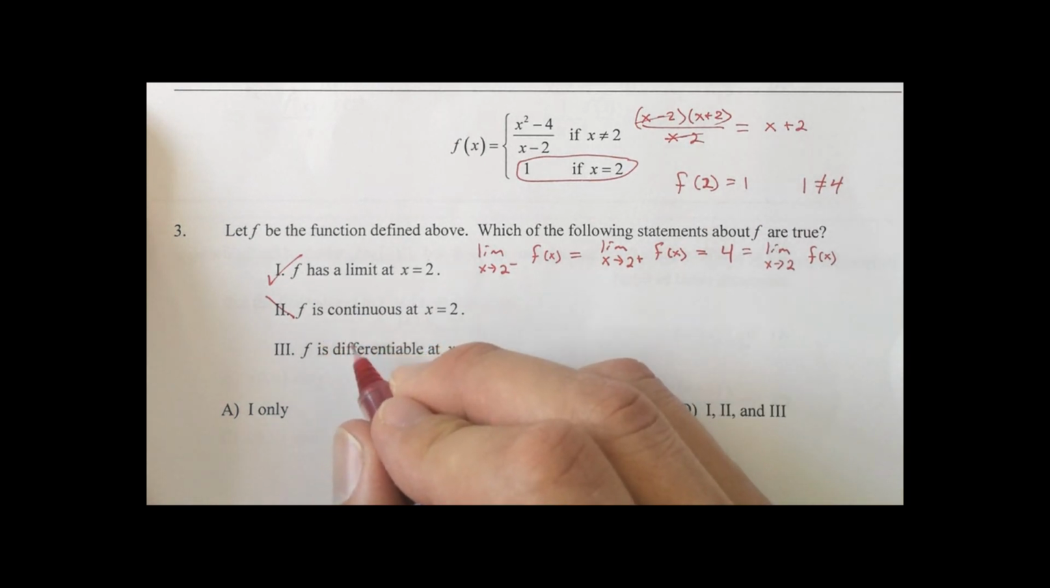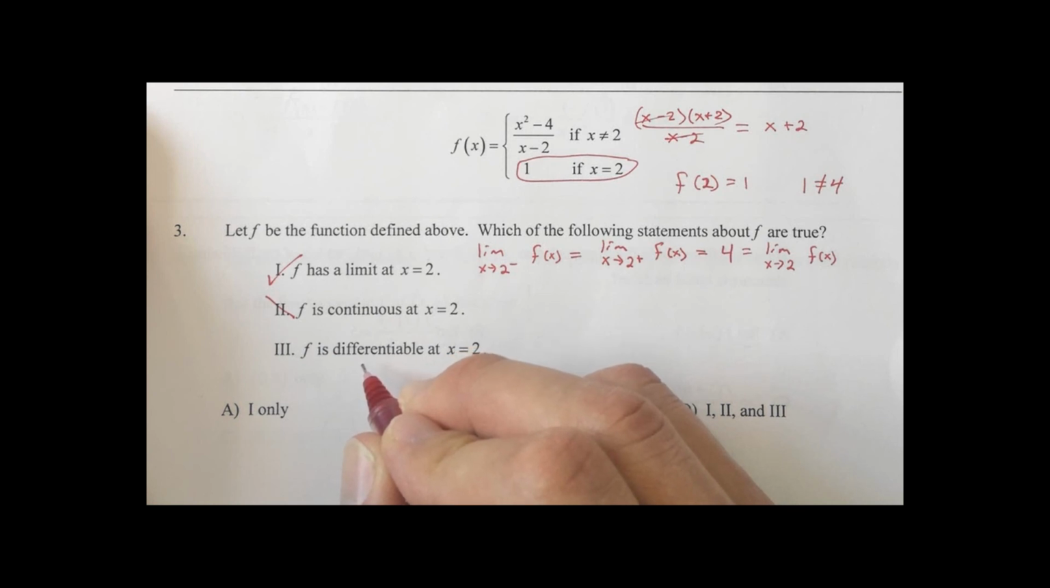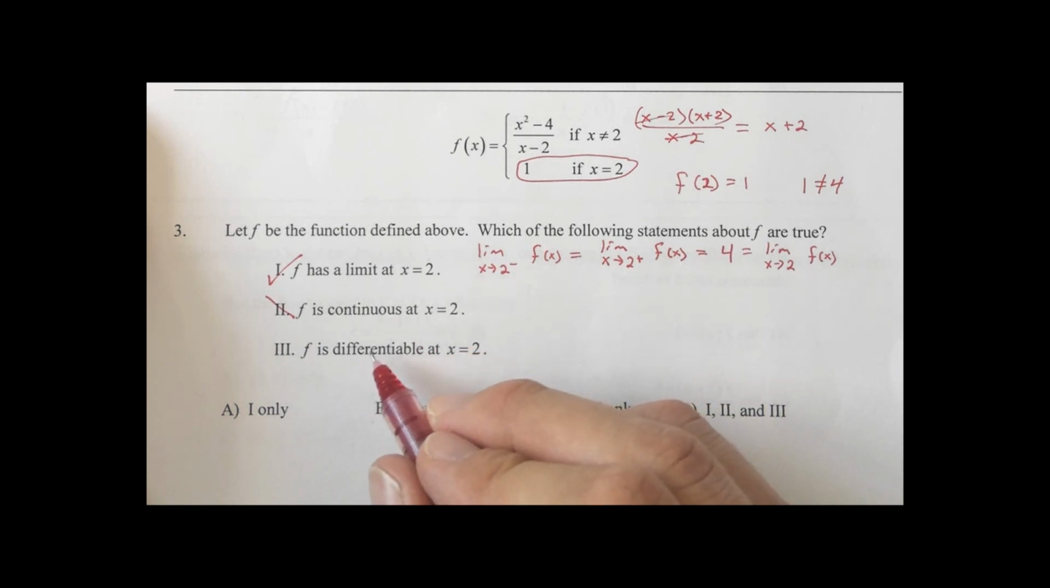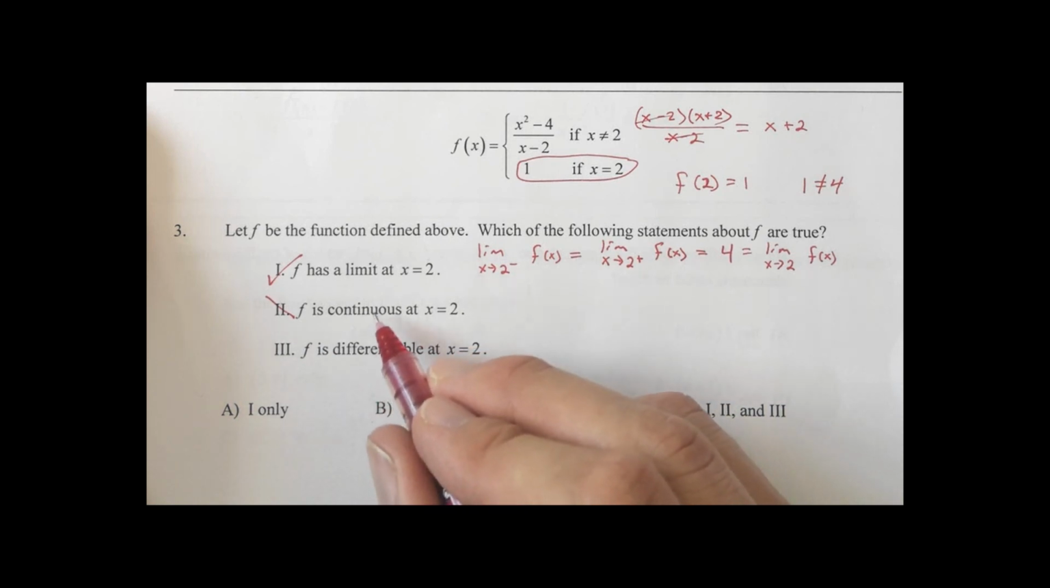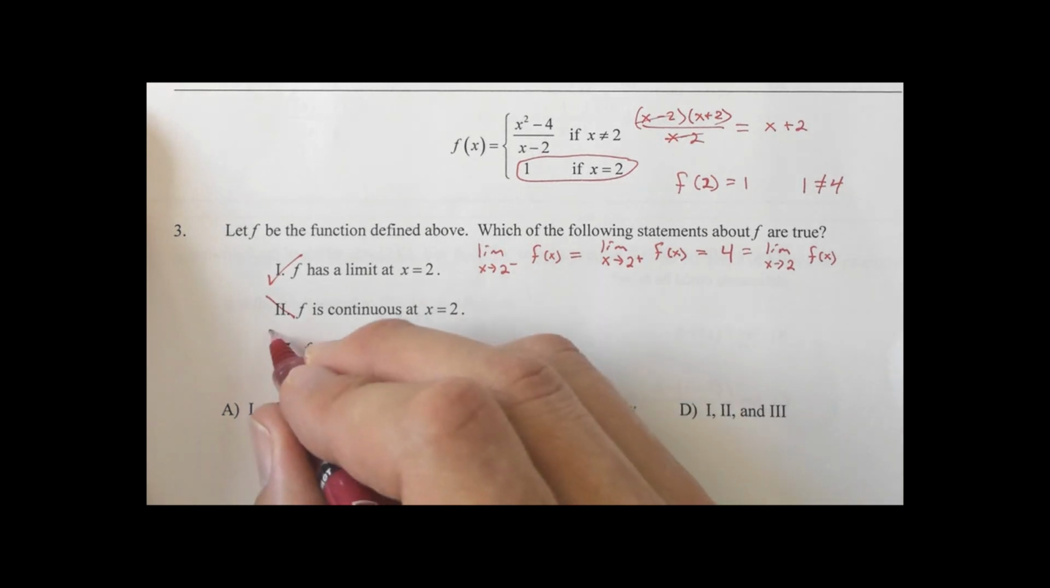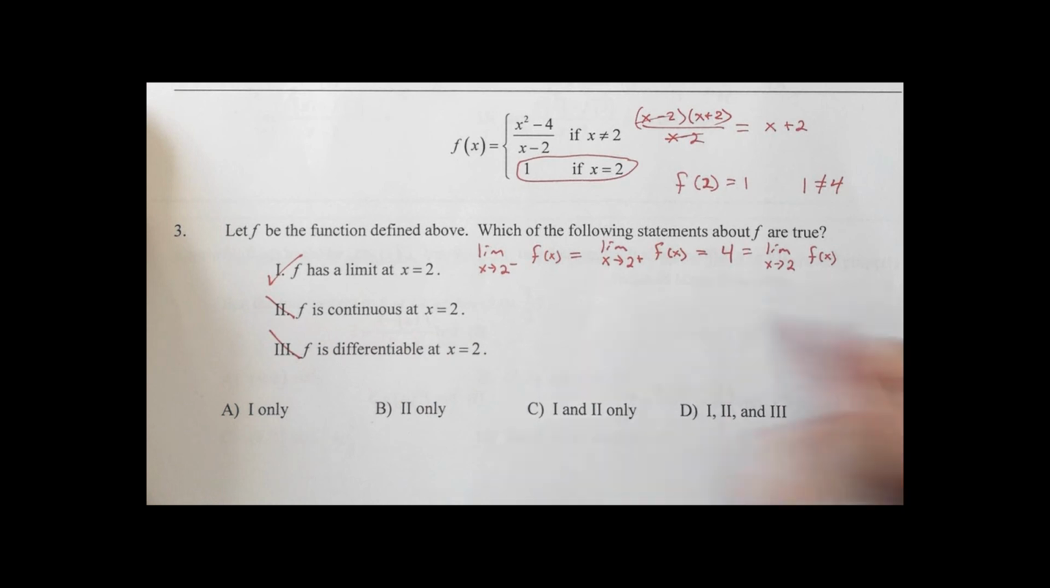And the only way, differentiability implies continuity. So in order for a function to be differentiable at x equals 2, it has to be continuous at x equals 2. Since the function is not continuous, it's definitely not differentiable as well, which means our answer is A, 1 only.